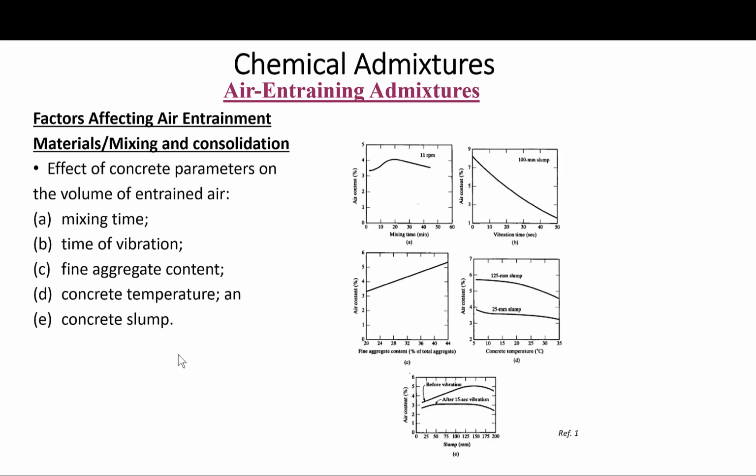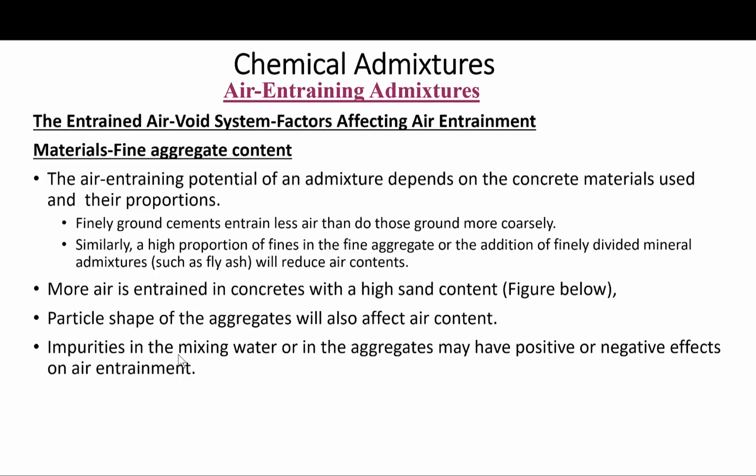So let's look at these one by one and see the impact of each component. Let's look at the effects of the materials. The air entraining potential of an admixture depends on the concrete materials used and their proportions. Finely ground cements entrain less air than do those ground more coarsely. So the fineness of the cement impacts it. Similarly, a high proportion of fines in the fine aggregates, or the addition of finely divided materials such as the mineral admixtures, fly ash for example, will also reduce the air contents.